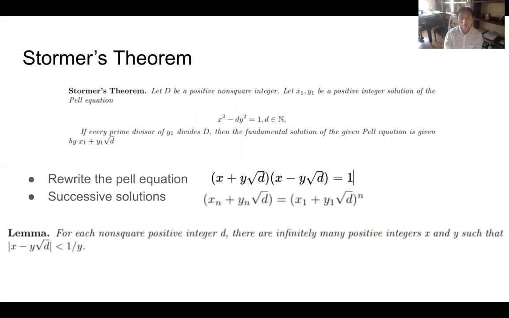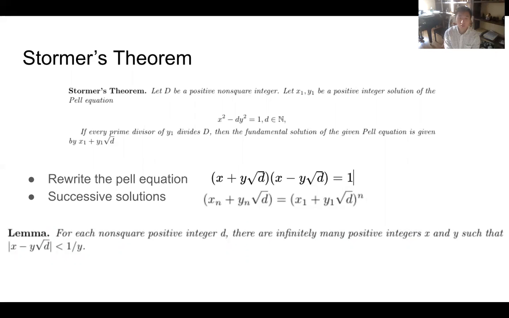In number theory, Störmer's theorem states that essentially every Pell equation of the form x squared minus d y squared equals 1 has a fundamental solution. Essentially, all Pell equations have a non-trivial solution, whereby once the fundamental solution is found, all subsequent solutions can be found by multiplying the conjugate solution by itself.